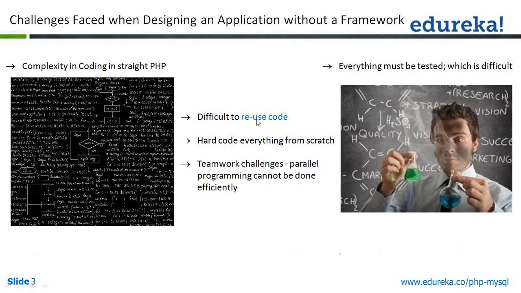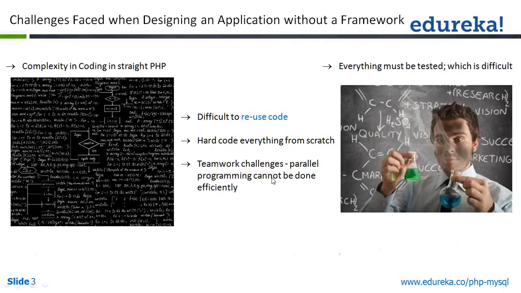It is difficult to reuse the code. Once one task is done for one project, I cannot use it for some other project. You have to hard code everything from scratch, from the first line till the last line. You have to manually write. Nobody is there to help. When I talk about the framework, it will be clear what hard coding everything from scratch means.